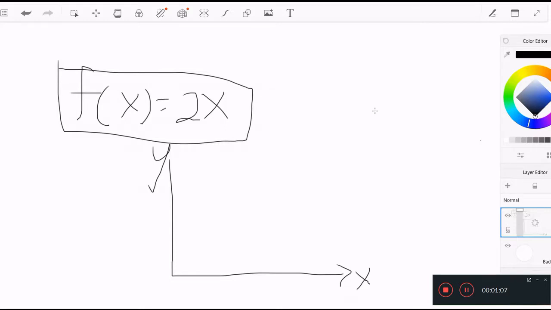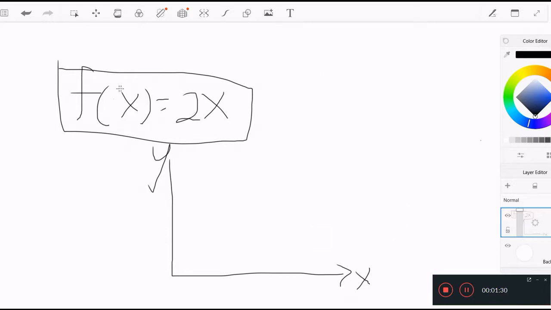So today I will explain about linear functions and the types of linear functions, and I will also teach you how to form a linear function and how to sketch the graph of a linear function. So first of all, I would like to give a brief explanation about linear functions.